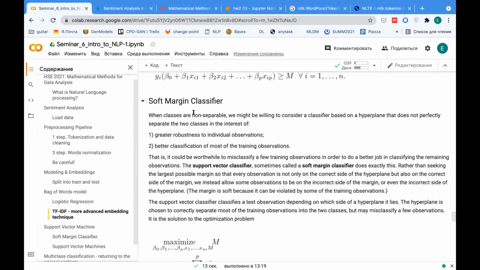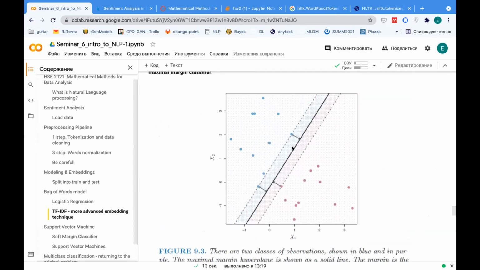thing, the soft margin classifier. So here we say that some points can lie in the other half of the field, so they can go in the wrong part, but we'll just say that these points are some errors, and most of the points will be classified right.